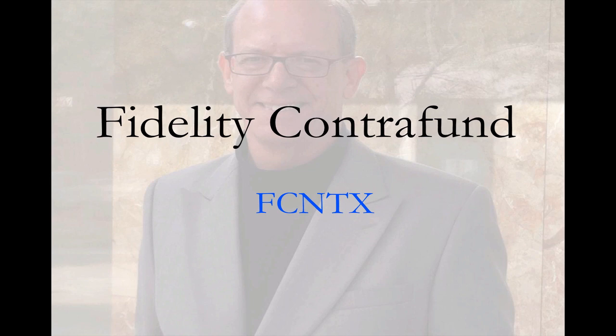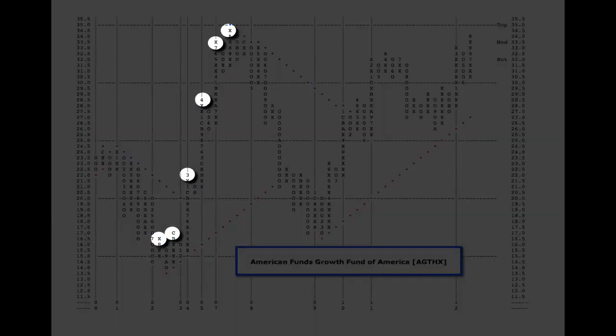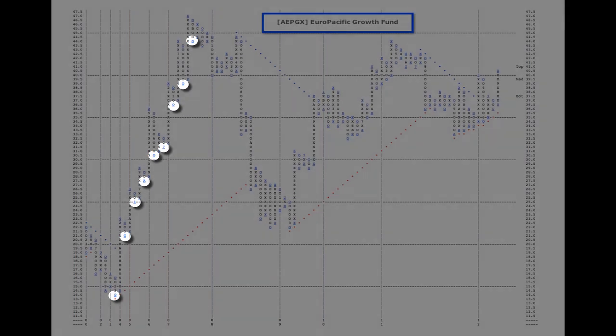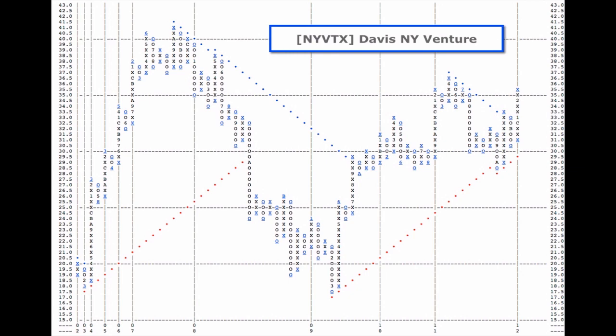The instructions for pulling up the Fidelity Contrafund chart on stockcharts.com can be found in either of the first 2 episodes. As we suggested in the last episode, take a quick look at the chart and notice that the price movement for Fidelity Contrafund is very similar to what we saw in the Growth Fund of America, Euro Pacific Growth Fund, and Davis New York Venture Fund.